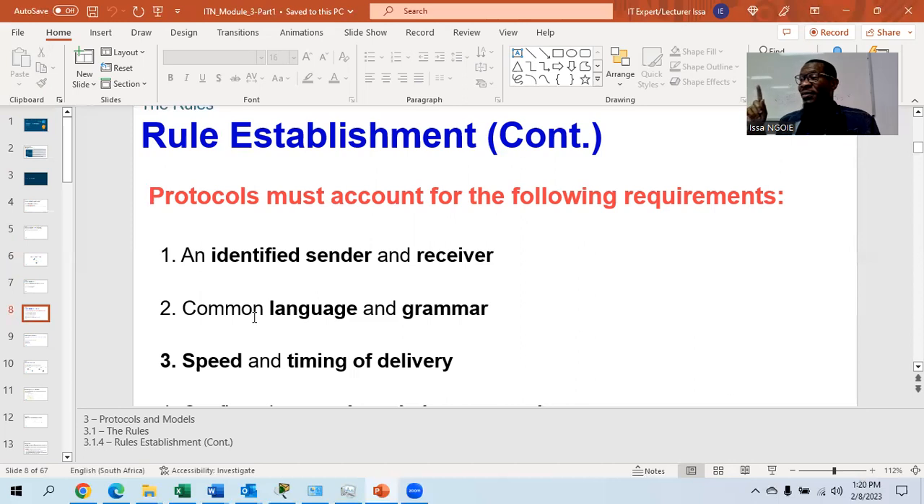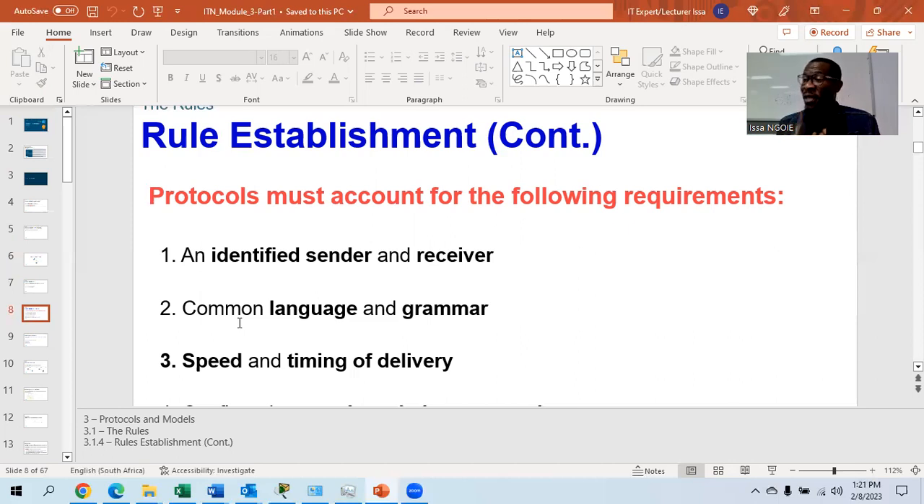Not one talking or working faster than the other one, right? It's going to be a problem. And the timing of delivery means that they have to agree when to send and when to receive messages, right? So when we talk about the protocols, you must know that the protocols must have those requirements.